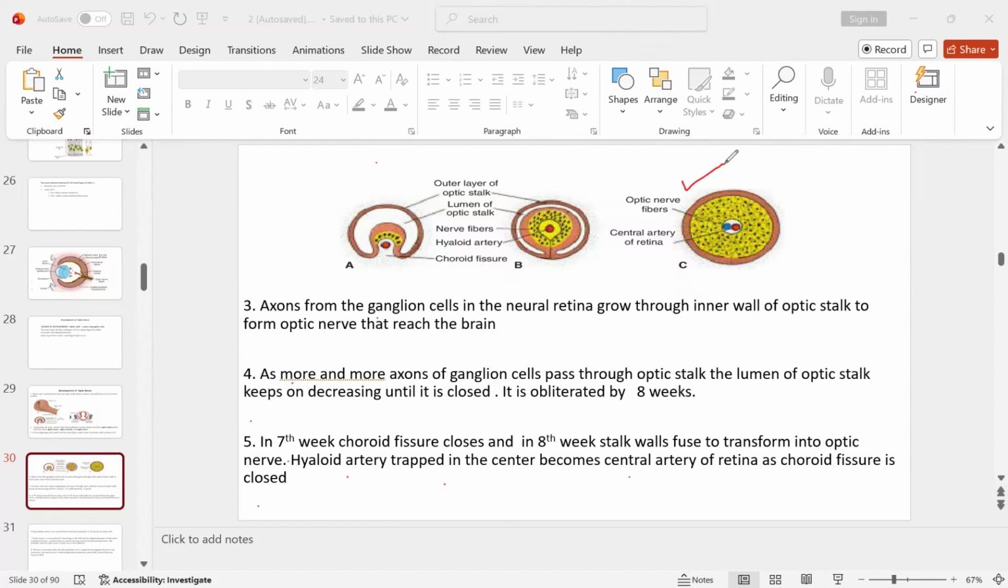So this is a diagram of the optic nerve. You can see in the center of the optic nerve are present the central artery and the central vein of retina. This is the central artery of retina, and this is the central vein of retina. Surrounding the artery and the vein are the axons of the ganglion cells, and the axons of the ganglion cells are surrounded by the layers of the optic stalk. The inner layer of the optic stalk is giving rise to the supporting cells such as astrocytes and oligodendrocytes, and the outer layer of the optic stalk is forming the covering of the optic nerve. So these are the steps in the development of optic nerve.